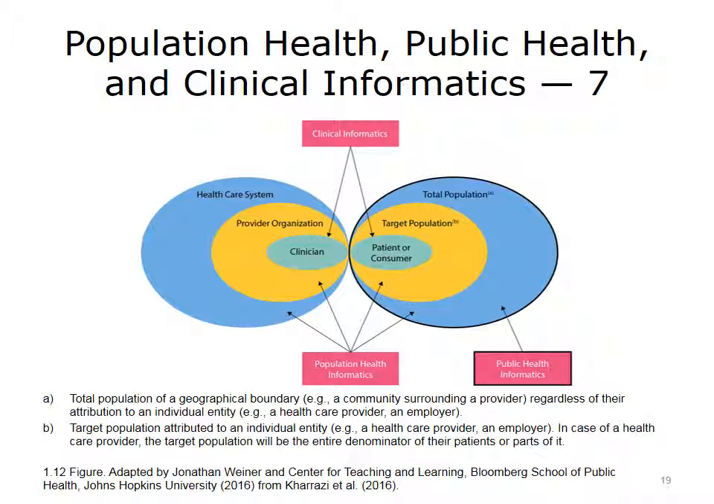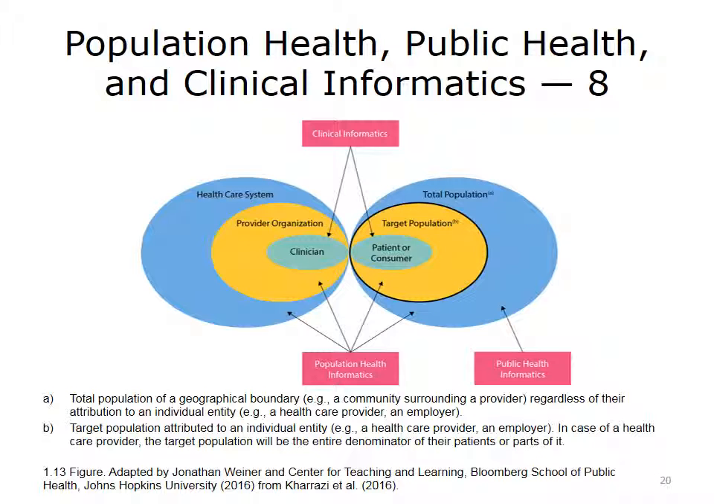The field of public health informatics, as represented by the box on the right, has traditionally focused on this entire cohort of persons, usually defined geographically. In the U.S., no provider or insurance company serves this entire cohort. Thus, the need for the second inter-targeted population oval.